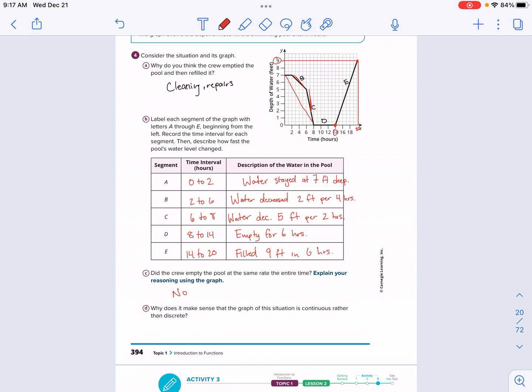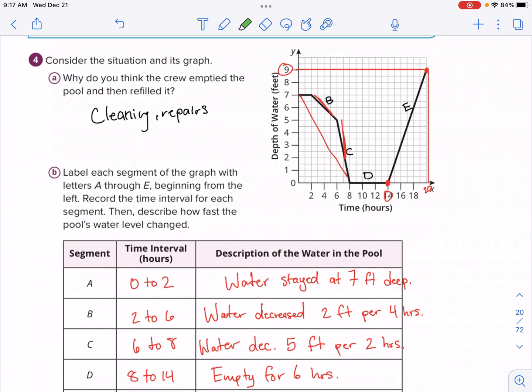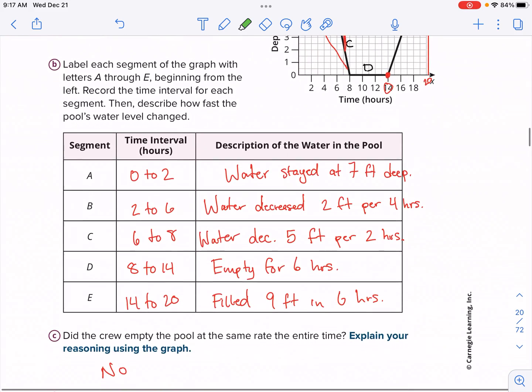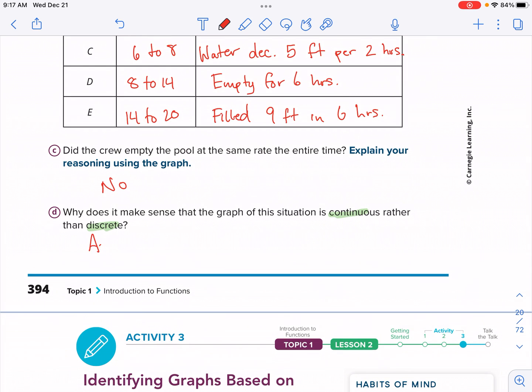And then D, why does it make sense that the graph of this situation is continuous rather than discrete, right? Those are the two key vocabulary terms. Continuous means that it's all connected. So it makes sense because for any given amount of time, so we'll say for any time, comma, there is a certain amount of water.